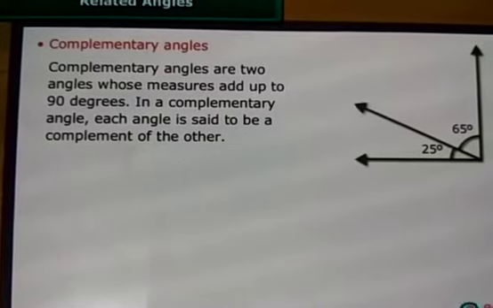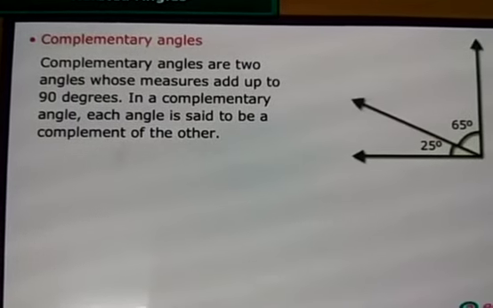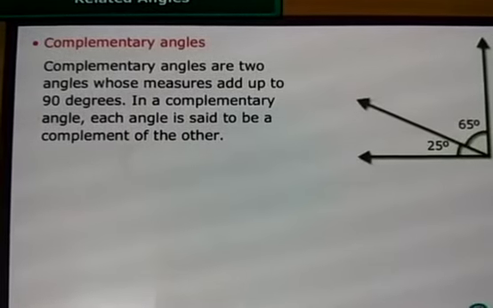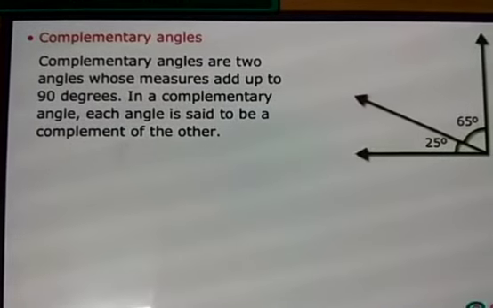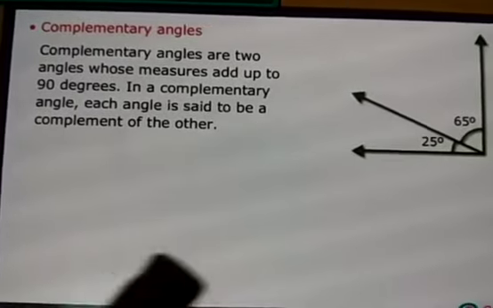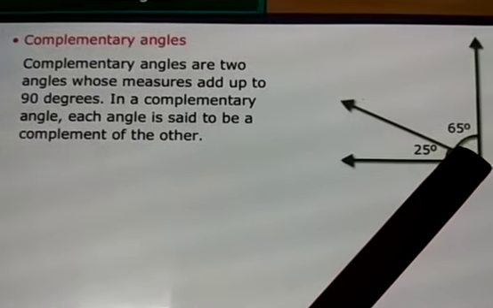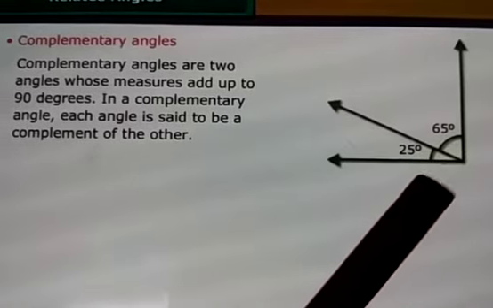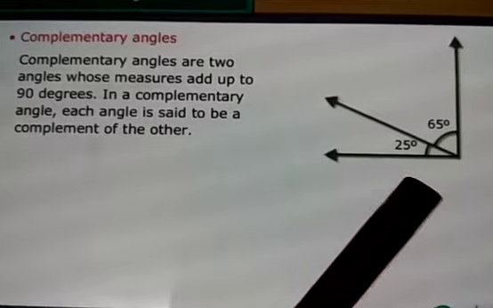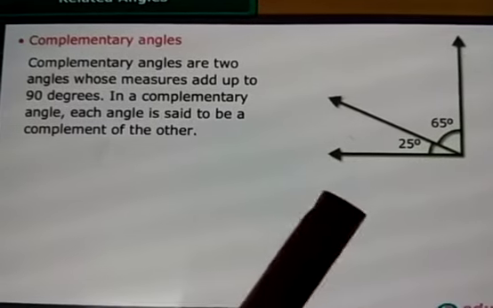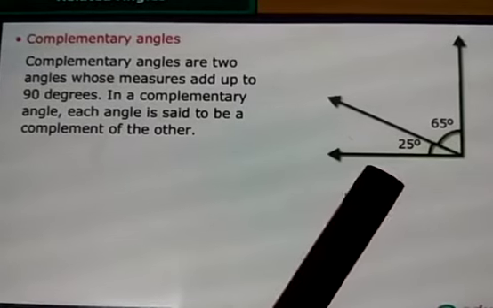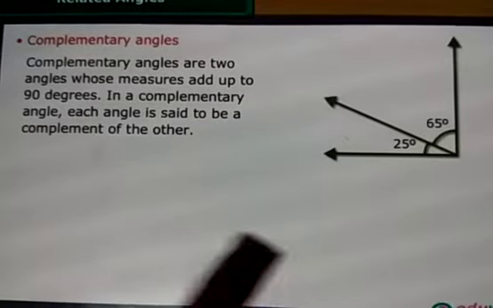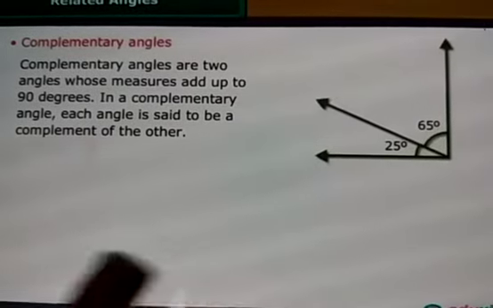Another example here I have taken. Complementary angles are two angles whose measures add up to 90 degrees. In a complementary angle, each angle is said to be the complement of the other. Example here, the complement of 25 is 65. What is the complement of 65? It is 25. Together we say it as complementary angles. But when I ask you what is the complement of 25, you should give 65. Means you have to take 90 minus 25. Why 90? The sum of two complementary angles is 90 degrees.